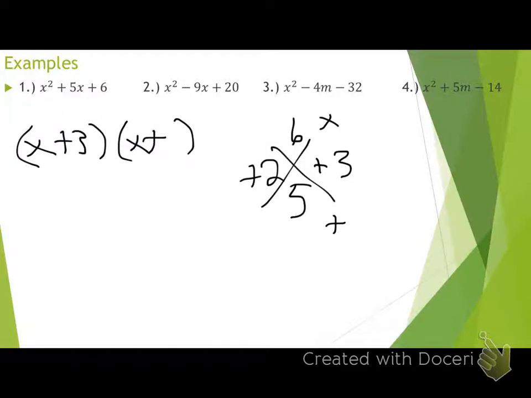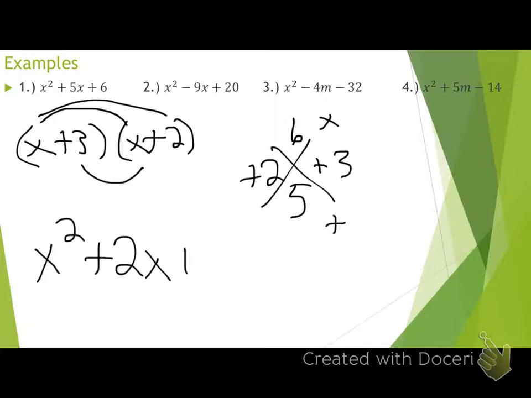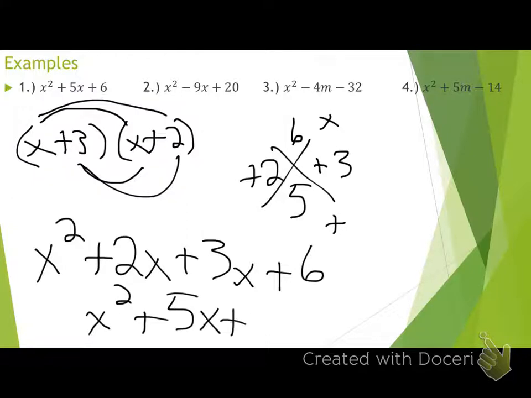So now I can fill in my 2 and my 3. And so now I know x plus 3 times x plus 2 gives me x squared plus 5x plus 6. I can check my work by foiling. X times x gives me x squared. X times 2 gives me 2x. 3 times x gives me 3x. 3 times 2 gives me 6, which gives me x squared plus 5x plus 6. So I do know that this is my answer. X plus 3 times x plus 2.